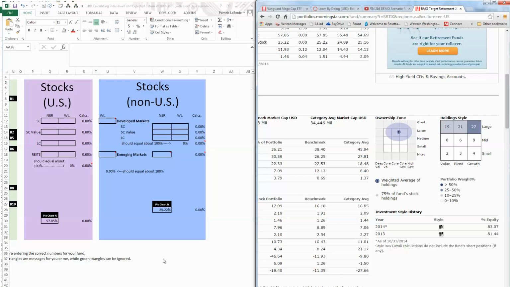And just to explain things easier, I'm going to type in the numbers from that holding style box into my spreadsheet down here. And I'm just going to use this as a working area.